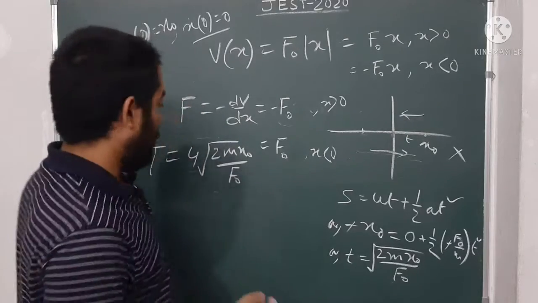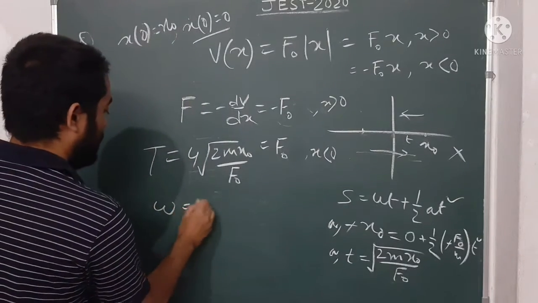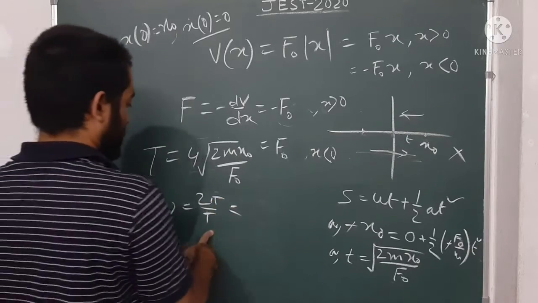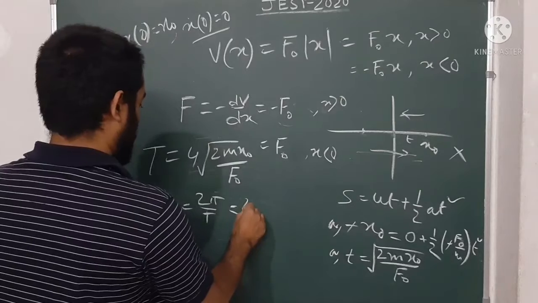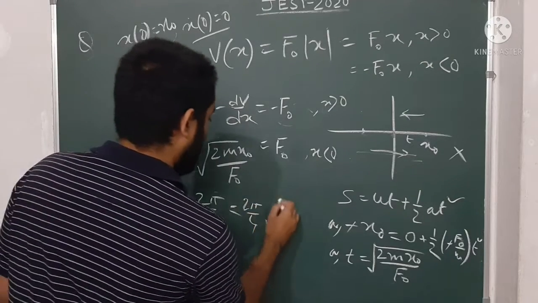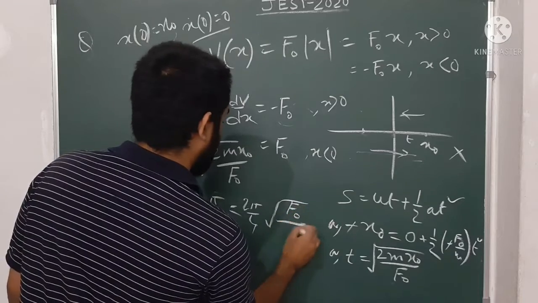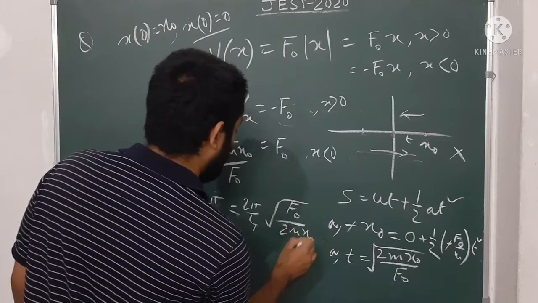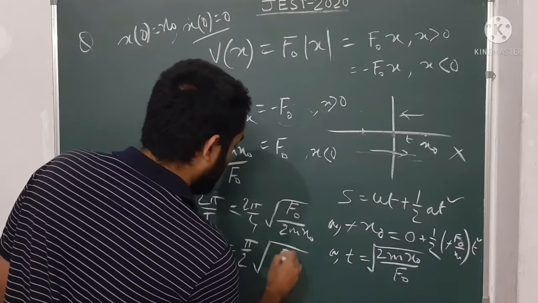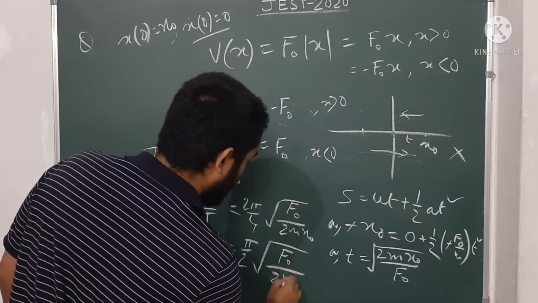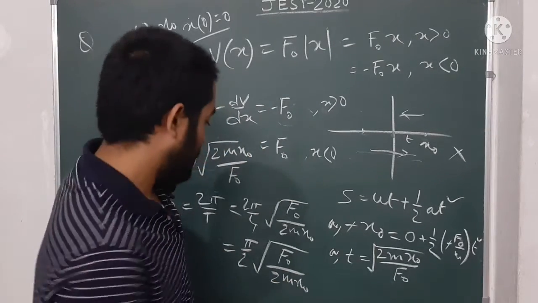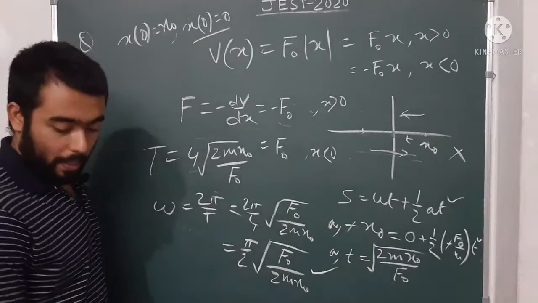They asked for the angular frequency, so we know that omega equals 2 pi by T, that means 2 pi by 4 root of f naught by 2m x naught, which is pi by 2 root of f naught by 2m x naught. This is our result.